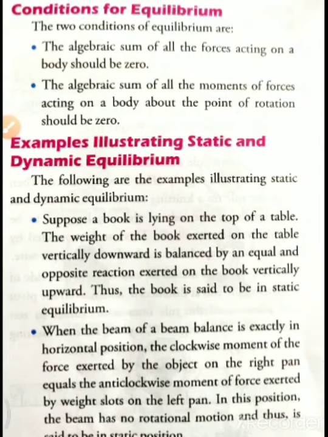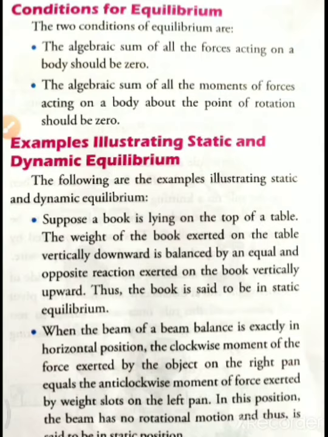Next one, when the beam of a beam balance is exactly in horizontal position, the clockwise moment of the force exerted by the object on the right pan equals the anti-clockwise moment of force exerted by the weight slot on the left pan. Then only it rests in the horizontal position. Otherwise, it is not possible.